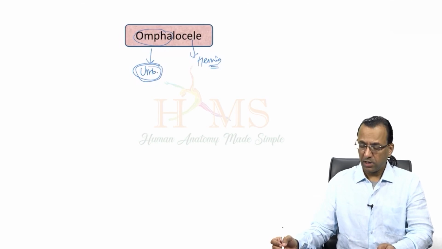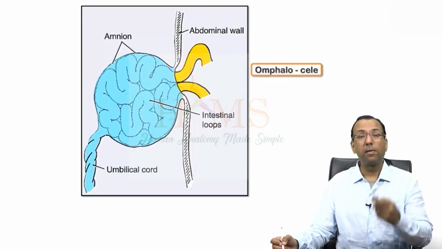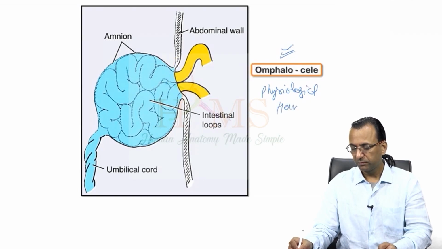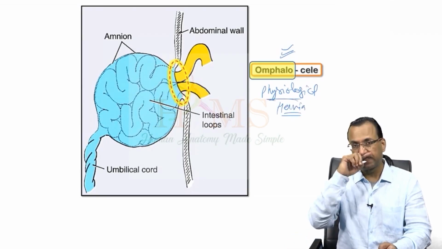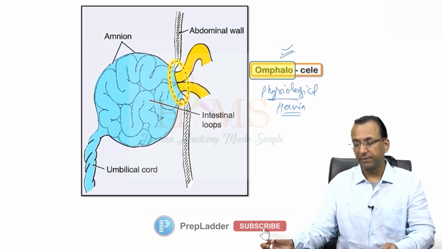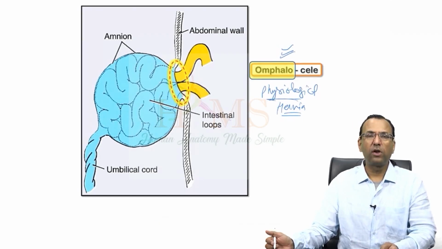Where is umbilical hernia? Let me see. This is a normal thing to have, omphalocele. You mean to say omphalocele is something which is physiological? Yeah, it is a physiological hernia. But if it is not regressing, then it will become a pathological hernia. By the way, what is omphalo? Omphalo is umbilicus. And what is cele?